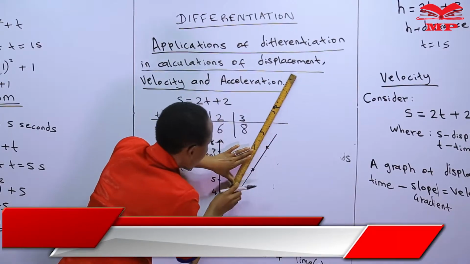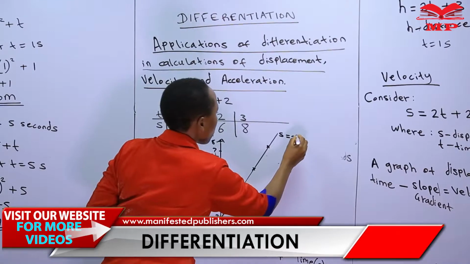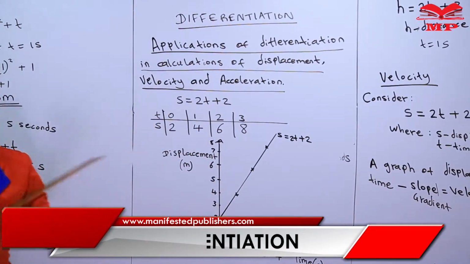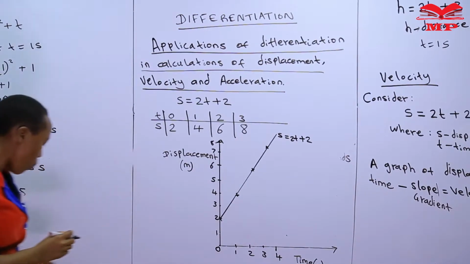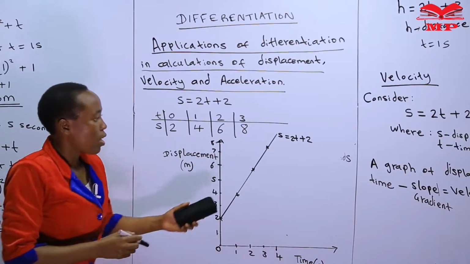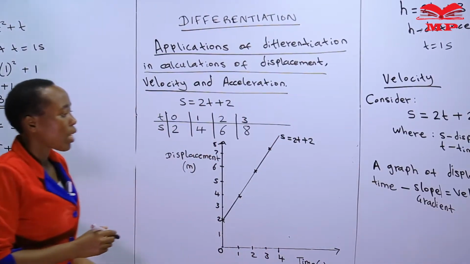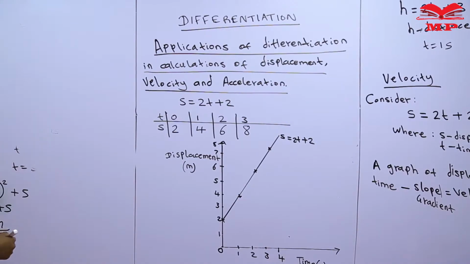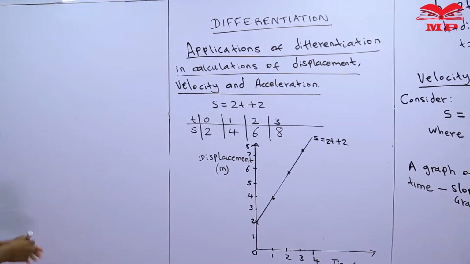So this is what we are going to have, and the equation is S is equal to 2t plus 2. That is the equation for our graph there. In this, we want to get the slope of this graph, because we are saying that the slope of a displacement-time graph will give us the velocity. So we get the slope, which is given by change in displacement divided by the change in time.